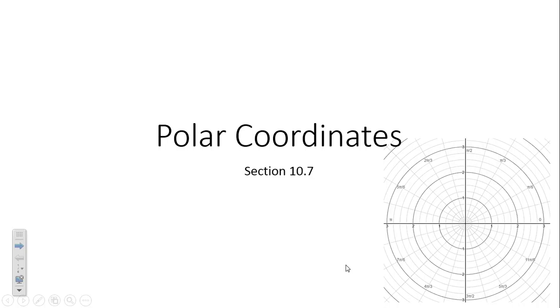We'll get to experience some new graph paper this section because we're going to talk about polar coordinates, and the graph paper looks something like this as opposed to rectangular that we're used to.